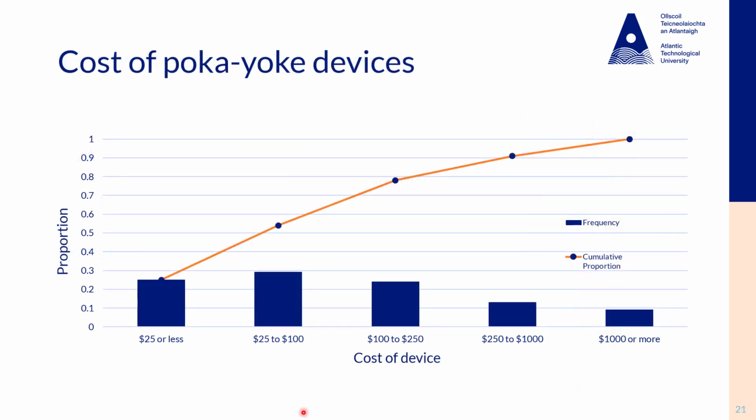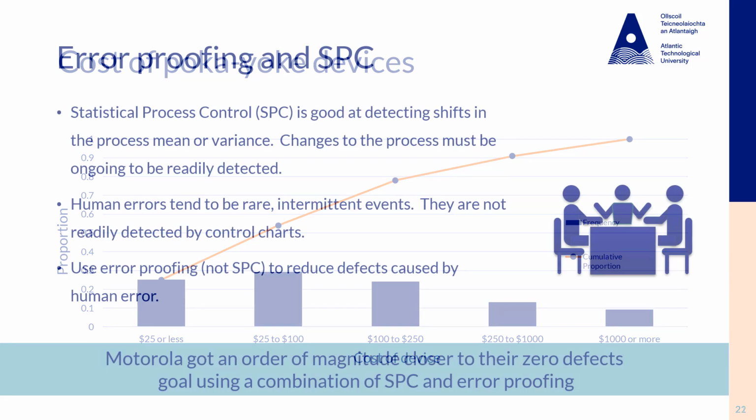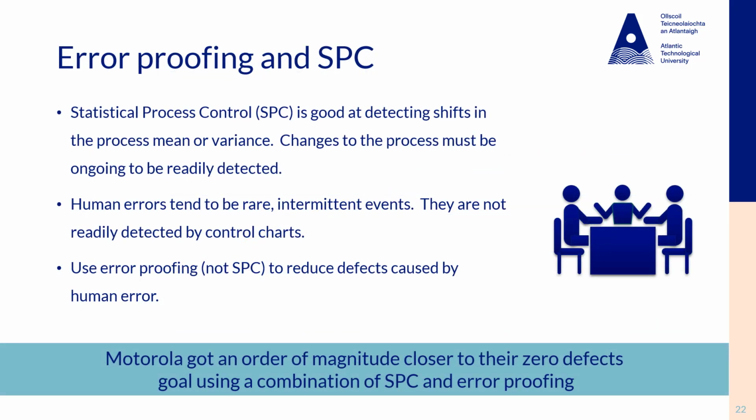So the cost of Poka-Yoke devices, as you can see, over 50% are less than $100 or €100. So ideally in that space, you can get more expensive ones, and in that case, a cost-benefit analysis would have to be done. If we look at error-proofing and statistical process control, SPC is really good at detecting shifts in the process, but changes to the process must be ongoing to be readily detected, whereas human errors are rare intermittent events. So you really want to use both.